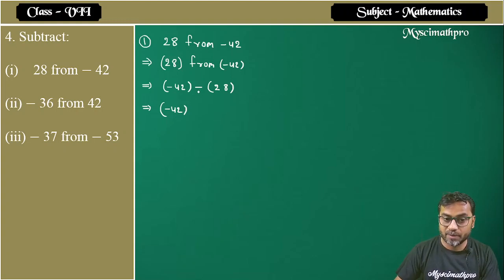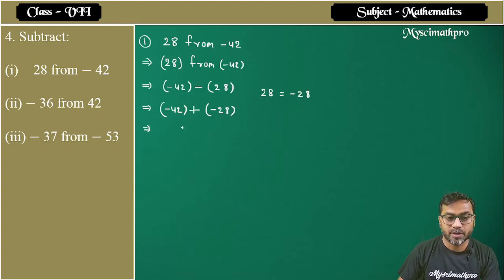But in the place of this minus sign, we write a plus sign and we have to write the additive inverse of 28. And you know very well, the additive inverse of 28 is minus 28. So we write here minus 28. Now student, we have two integers, minus 42 and minus 28, and both are negative integers, and here we have to follow rule number 1 of addition.